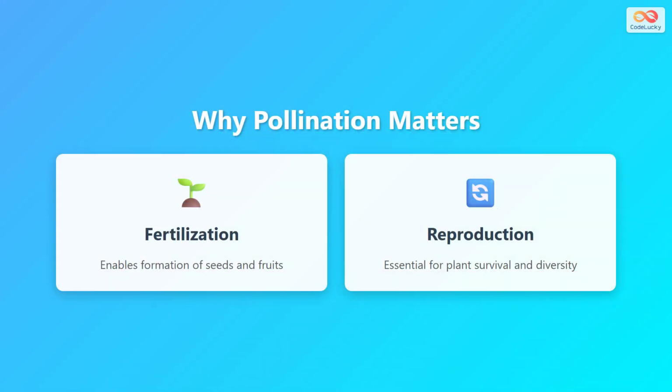Pollination plays two critical roles in the life cycle of flowering plants. First, it enables fertilization. When pollen reaches the stigma and successfully fertilizes the egg cell, this leads to the formation of seeds and fruits. Without pollination, most flowering plants would not be able to produce these structures. Second, pollination is essential for plant reproduction. It ensures the survival of plant species and maintains biodiversity in our ecosystems. Through pollination, plants can pass on their genetic traits to the next generation.